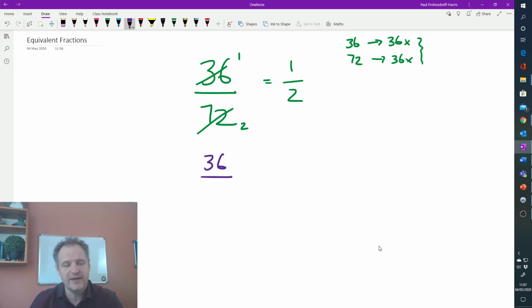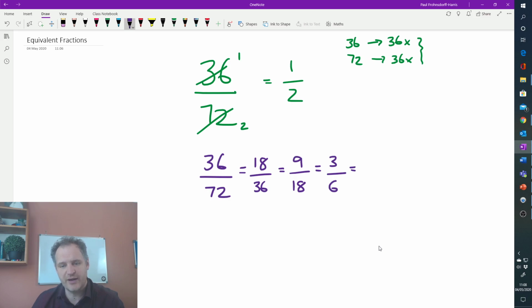Another way to do it is start with halving. So we halve them both. 18 over 36. Halve them both. 9 over 18. I can't halve them and leave a whole number, so I don't halve it. Never leave decimals when you're finding equivalent fractions. I've tried halving. I'm now going to try dividing by 3. 3 and 6. Try dividing by 3 again. 1 and 2. So all I'm doing is divide by 2. Divide by 2. Divide by 3.